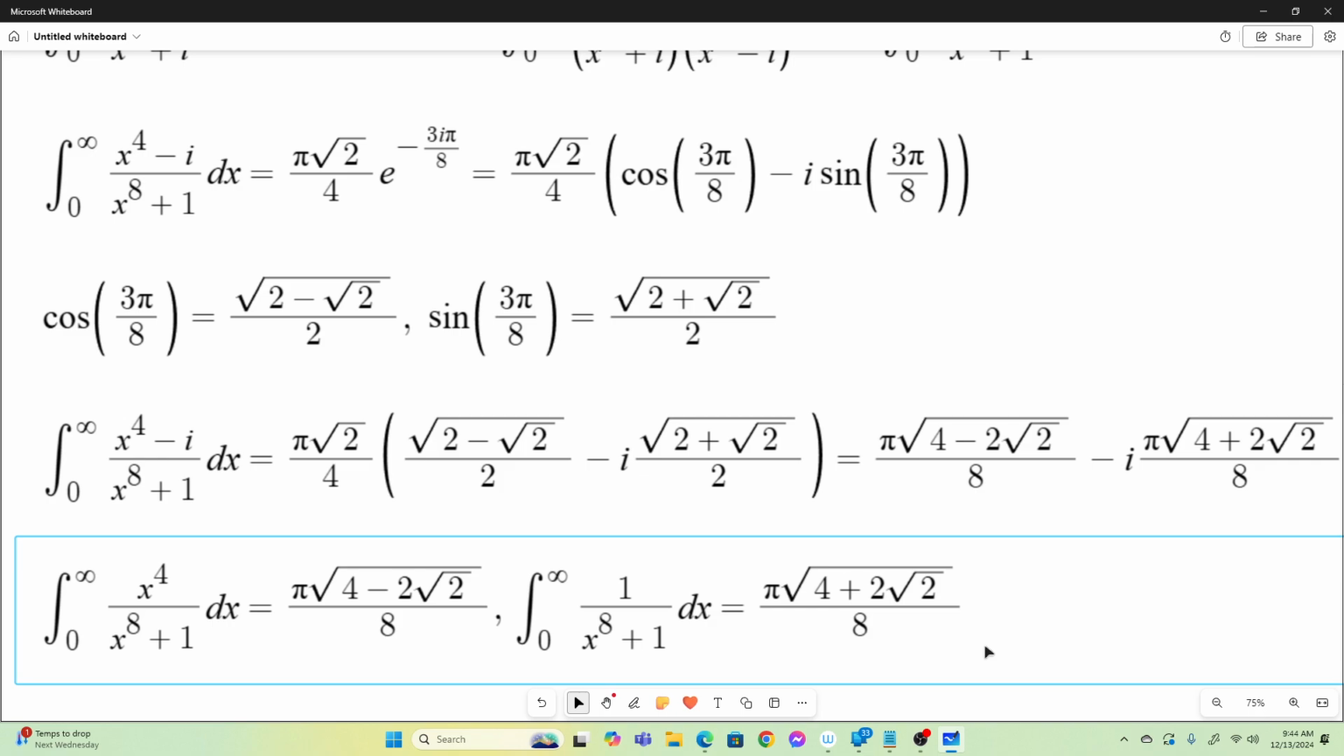So anyway, guys, we're going to continue using this technique in future videos. Using this result, you can see we could easily come up with the answer to the integral from 0 to infinity of both 1 over x to the 16th plus 1 and x to the 8th over x to the 16th plus 1 using this same iterative process.